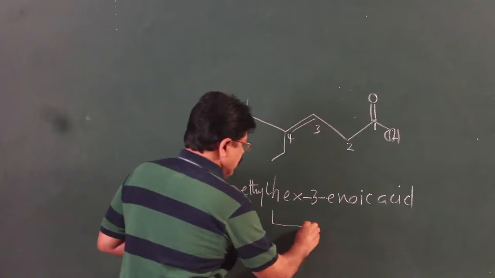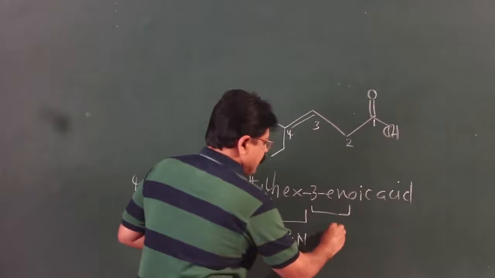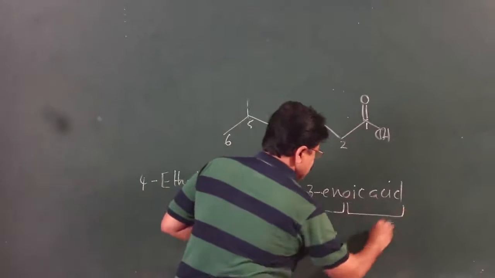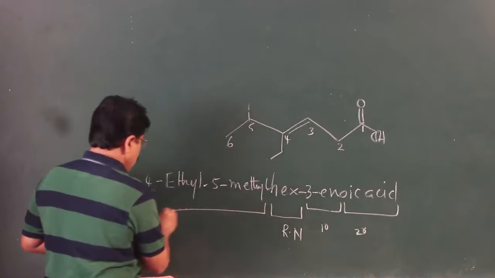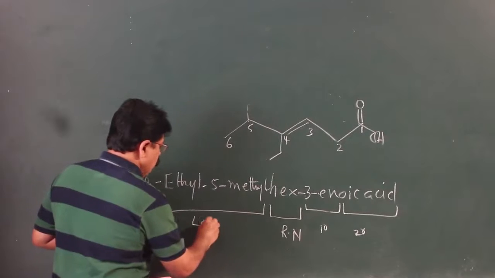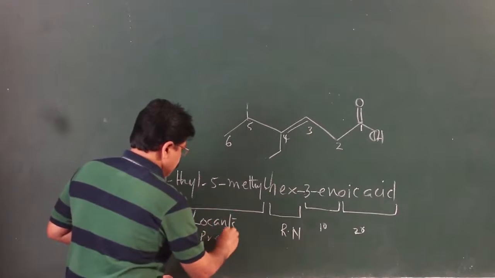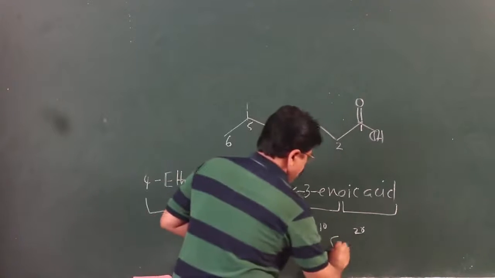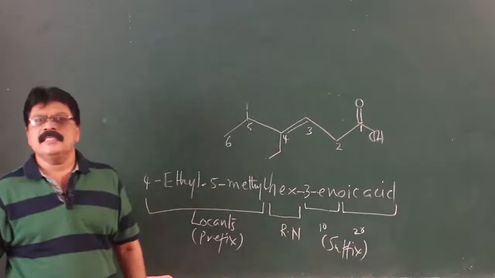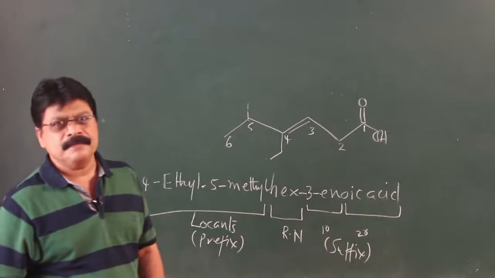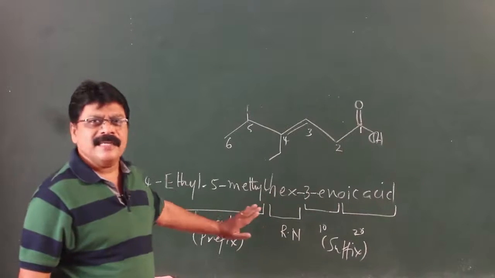So, this is the root name, this is the primary suffix, this is the secondary suffix. All other things written in the front are the locants or prefix. So, this is how you name an organic compound. Any organic compound can be easily named if you go systematically like this.